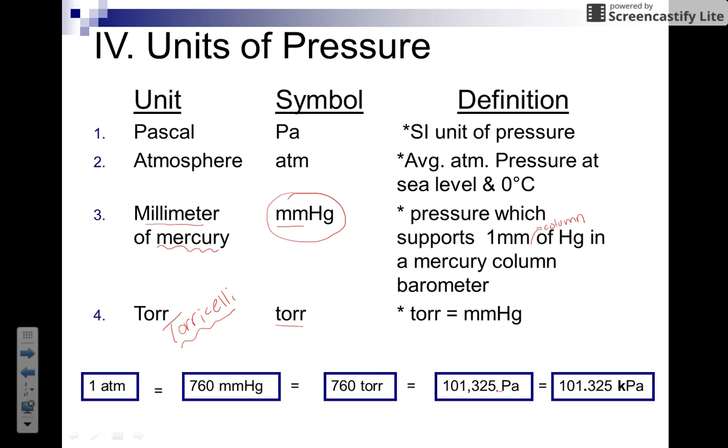Now notice again, this is Pascal, your base unit. This has kilo on it. So just like when we use the metric staircase, if we wanted to go from home base, which is pascals, back to kilo, we move 1, 2, 3 places backwards. So if we move this decimal 1, 2, 3 places backwards, that will give us 101.325, and that's what you see here. So these are the pressure equalities you need to be familiar with.